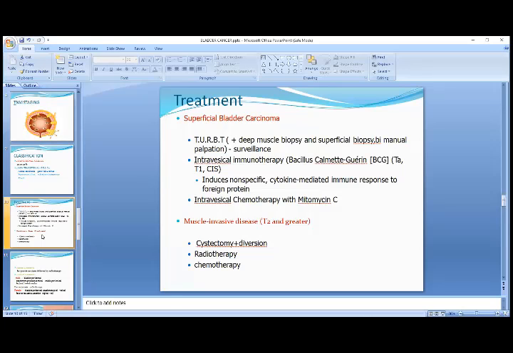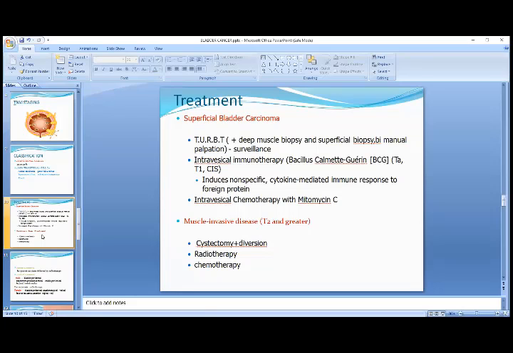That is plus deep muscle biopsy and superficial biopsy, bimanual palpation and surveillance. So the patient will undergo TURBT, that is transurethral resection of bladder tumor, and after this we will take the biopsy of the superficial muscles, and we'll also take the biopsy of the deep muscles from the same site of TURBT, and we will also perform the bimanual palpation and surveillance.